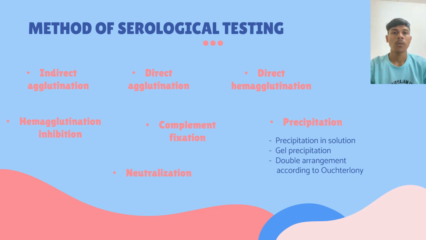Precipitation. Upon precipitation, an insoluble complex is formed by the reaction of the antibody with a soluble colloidal antigen. A suitable medium is an aqueous solution or an agar or agarose gel. There are three types of precipitation. First, precipitation in solution. Second, gel precipitation. And lastly, double diffusion according to Ouchterlony.